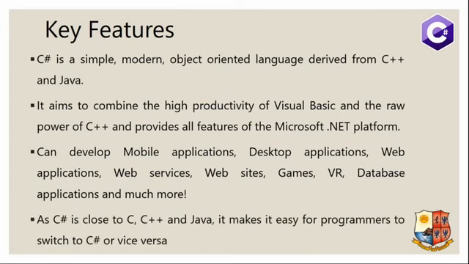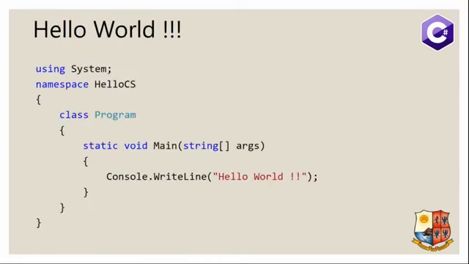As it is close to C, C++, and Java, it makes it easy for programmers to switch to C Sharp immediately. That's what I'm trying to do in this entire class. I just want you to get a feel of how C Sharp is structured. That's all. Or vice versa: if you are learning C Sharp for the first time, the remaining languages will not be that difficult for you because they're somewhat similar. Okay, these are the key features.